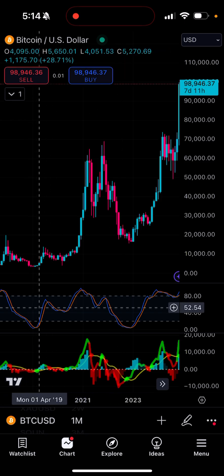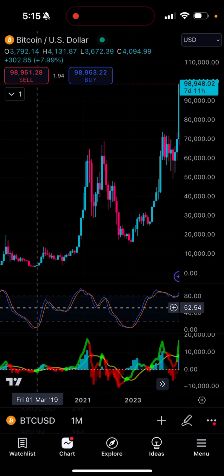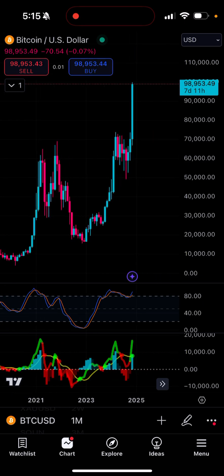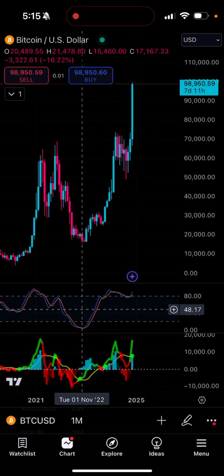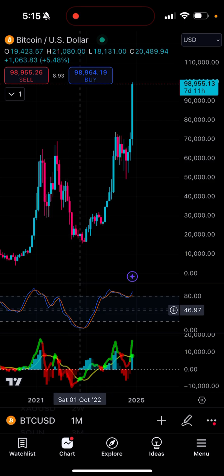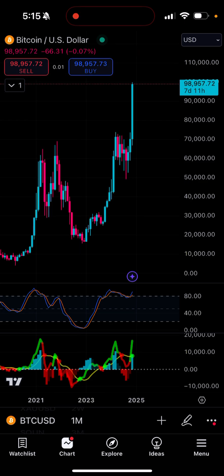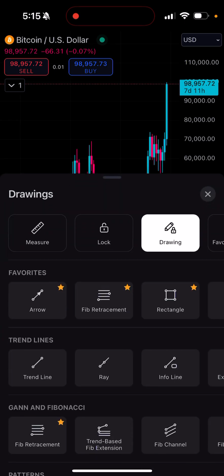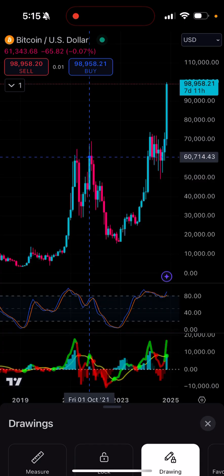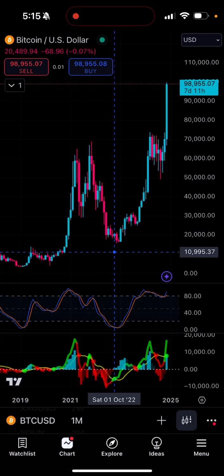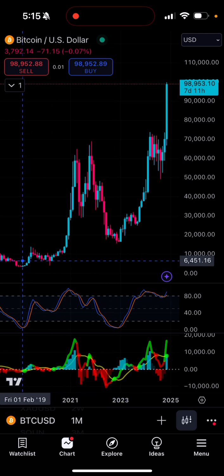You would have bought twice. Once in March 2019 at $4,094.99, and then you would have bought again one more time on October 22nd at $20,489, if you had listened. Again, this is long term. For this one, you would have been holding Bitcoin for 2 years now, and for the first entry, about 4 years or so.